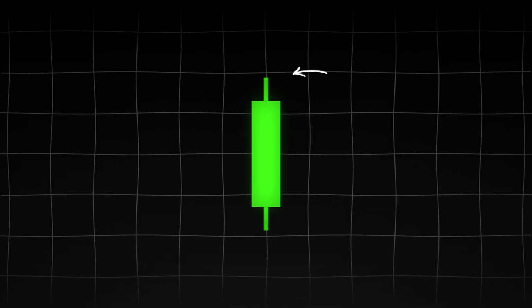Buyers were able to move the price a significant distance without much pressure from sellers, resulting in the price closing very close to the high. This shows that buyers were significantly stronger than sellers during this candlestick. In the second candlestick, the story is different.